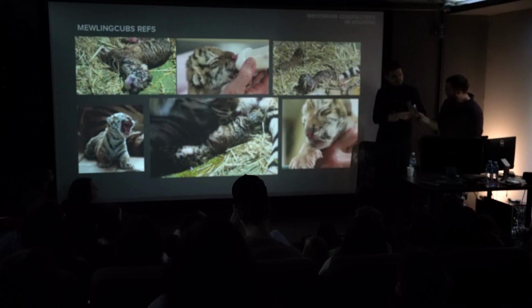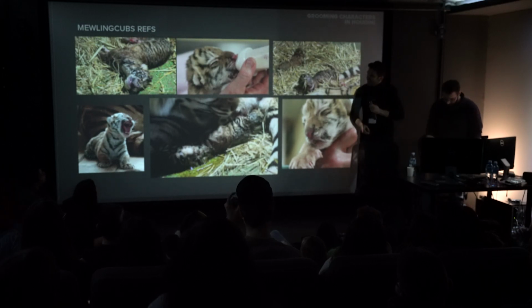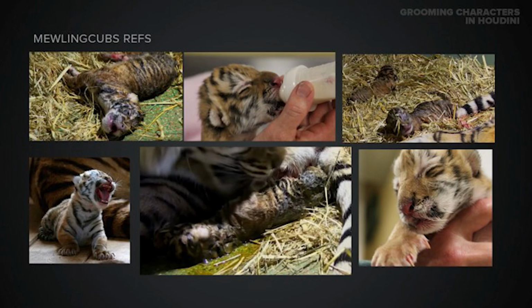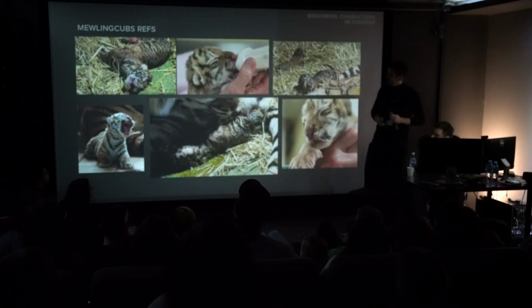This one's for you. Thanks. Next in the series of creatures is the mewling cubs. It's like baby tigers. And again, a lot of references.